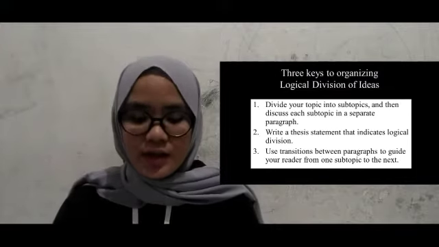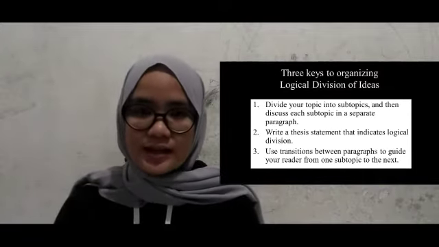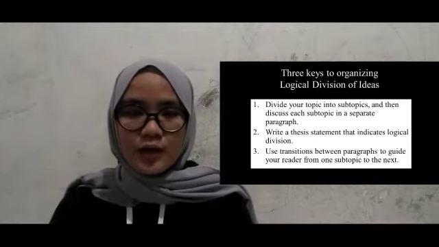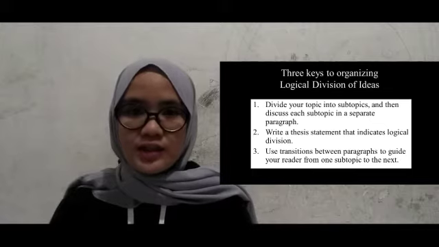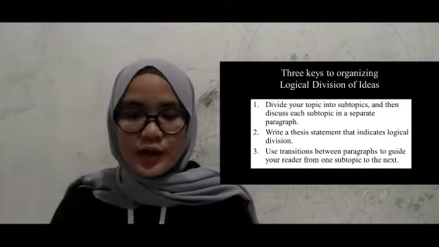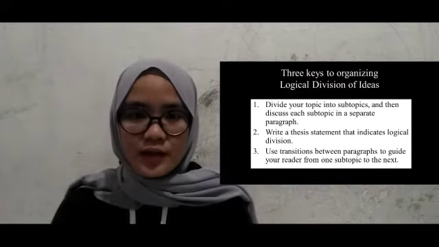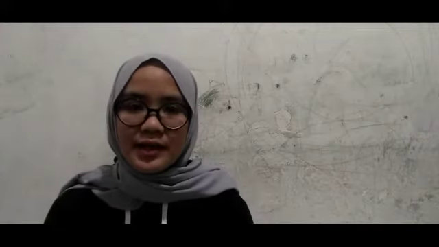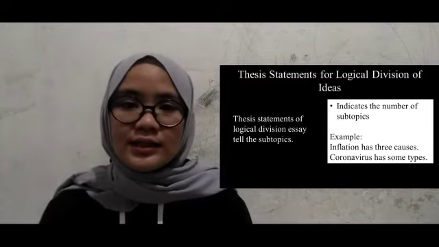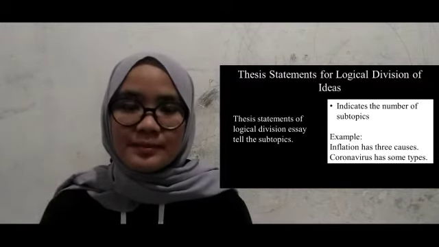So here are 3 keys to organizing a logical division essay. 1. Divide your topic into subtopics and then discuss each subtopic in a separate paragraph. 2. Write a thesis statement that indicates logical division. 3. Use transitions between paragraphs to guide your reader from one subtopic to the next. Next is thesis statement for logical division of ideas. The thesis statement for logical division of ideas tells about the subtopics that will be explained.